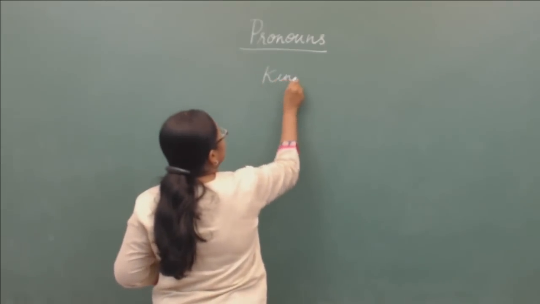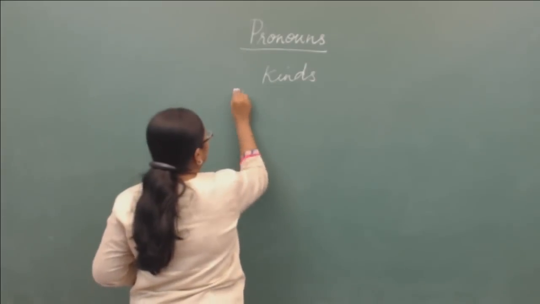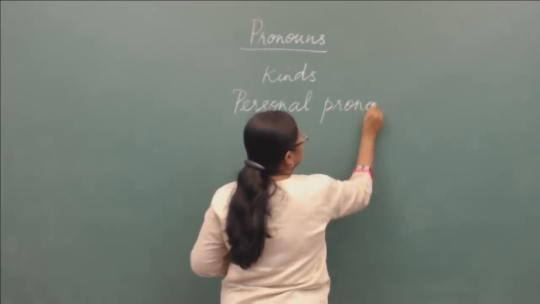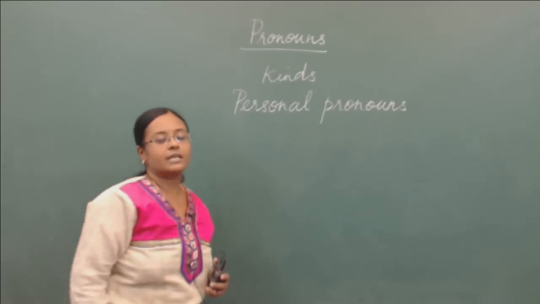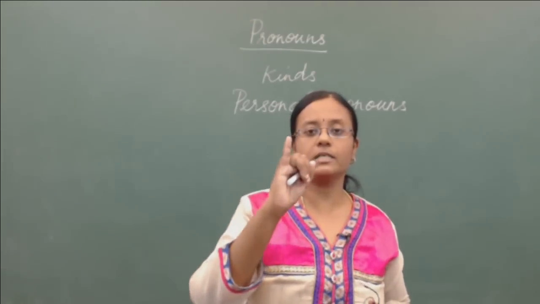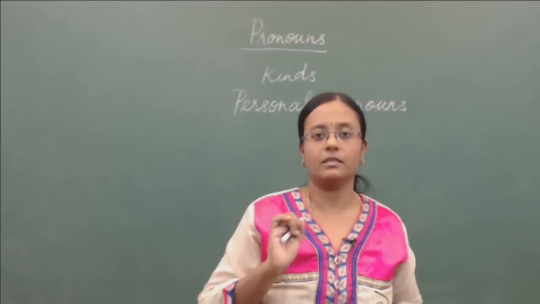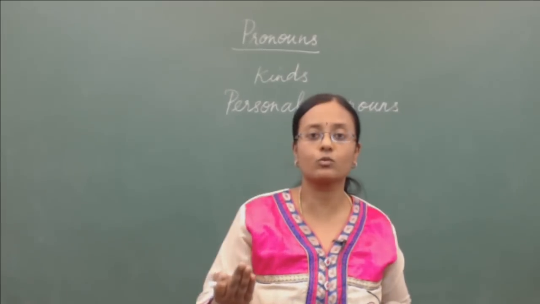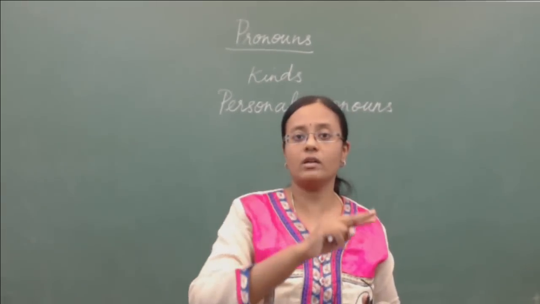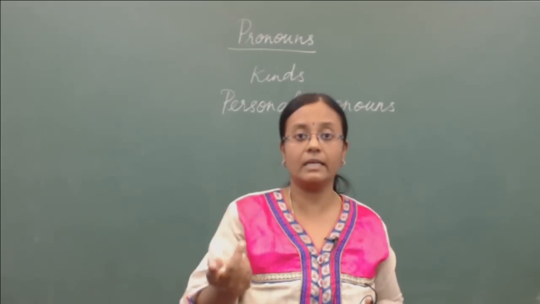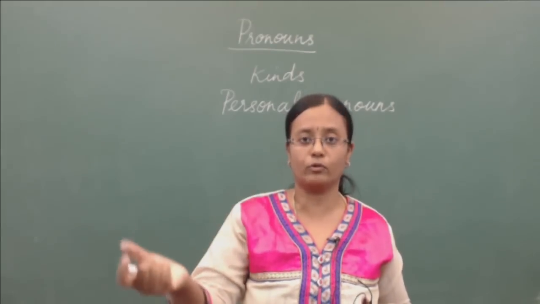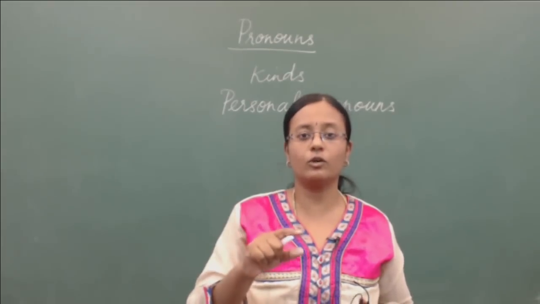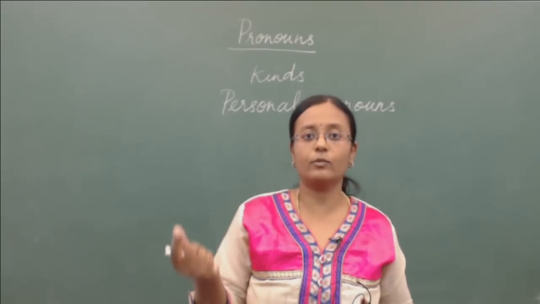The kinds: we have the personal pronouns. They are called personal pronouns because they stand for the three persons: the first person, the second person, and the third person. The first person is the one who is speaking. The singular is I, the plural is we. The second person is the one who is spoken to. In English it's the same, you, for both the singular and the plural. And the third person is the one who is spoken about. Singular we have he, she and it, and the plural is they.